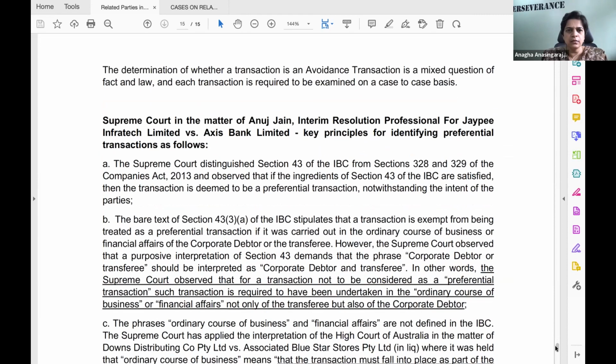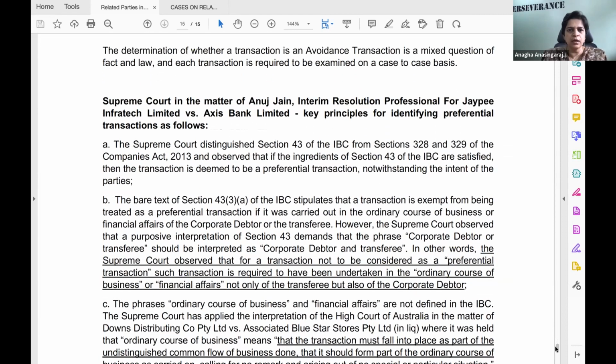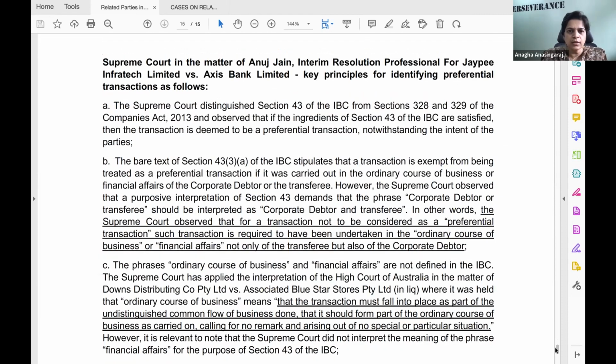Then certain observations of the Supreme Court in the Anuj Jain case, the IRP for JP Infratech versus Axis Bank. The key principles for identifying preferential transactions were discussed in that particular case. The Supreme Court has distinguished section 43 of the IBC from sections 328 and 329 of the Companies Act, and observed that if the ingredients of 43 of IBC are satisfied, then the transaction is deemed to be a preferential transaction, notwithstanding the intent of the parties. So here they're saying you should not be going into the intent of the parties, but merely if the requirements of section 43 ABCD are satisfied, then the transaction must be categorized as a preferential transaction under 43.